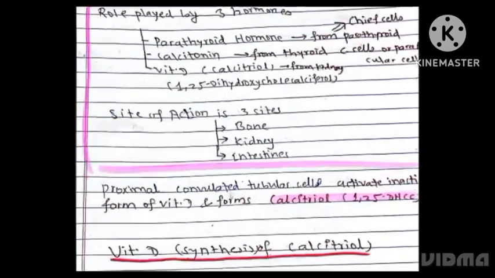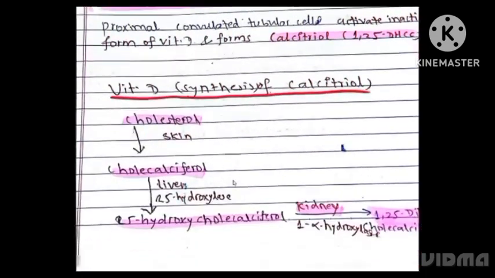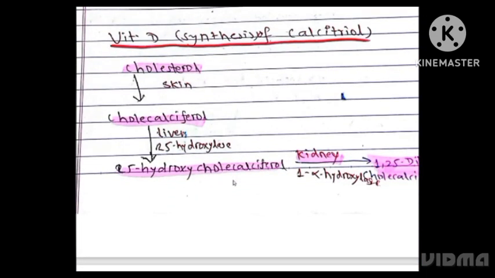Bone, kidney, and intestine are the three sites for action of these three hormones, which are parathyroid hormone, which increases serum calcium concentration, calcitonin, which decreases serum calcium concentration, and vitamin D.